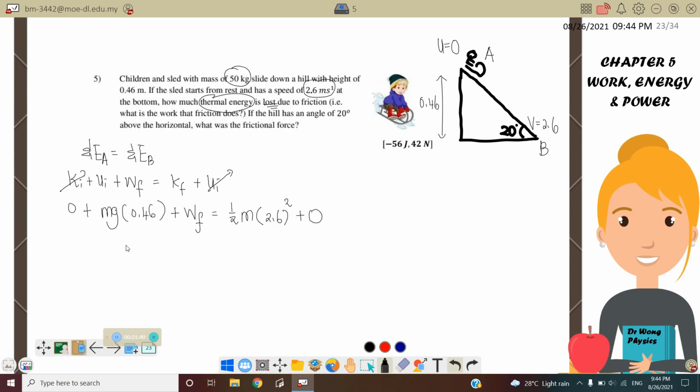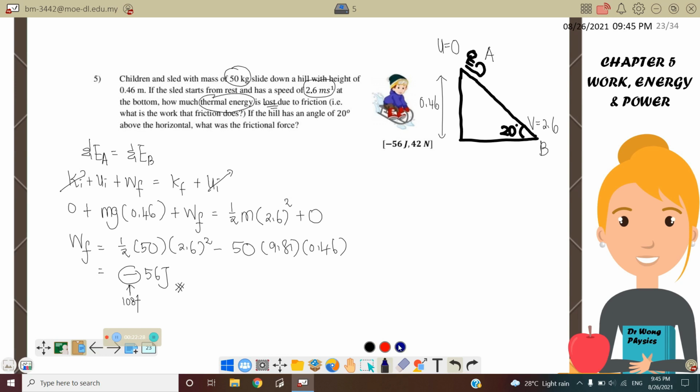So we rearrange our equation. The work done to overcome the friction, or the energy loss, is equal to half mv squared, with m equal to 50, minus mgh, which is 50 times 9.81 times 0.46. If you press the calculator, you will get the energy loss, which is negative 56 joules. Negative here means that the energy is lost due to the friction and has already been converted into thermal energy. So this is part 1.